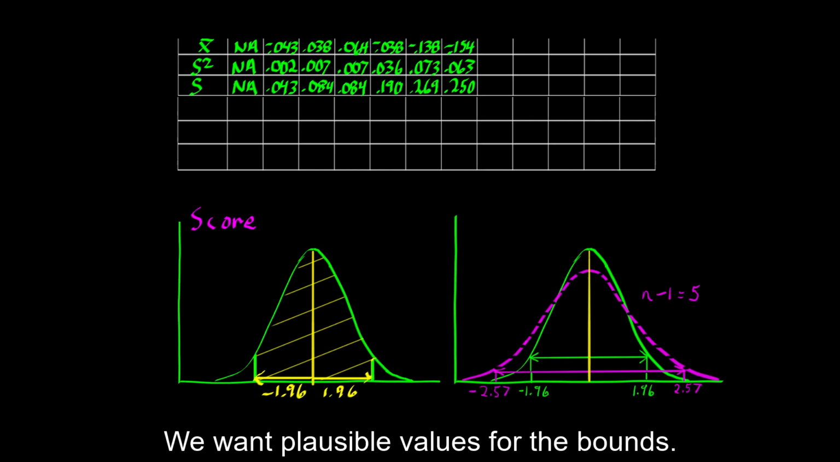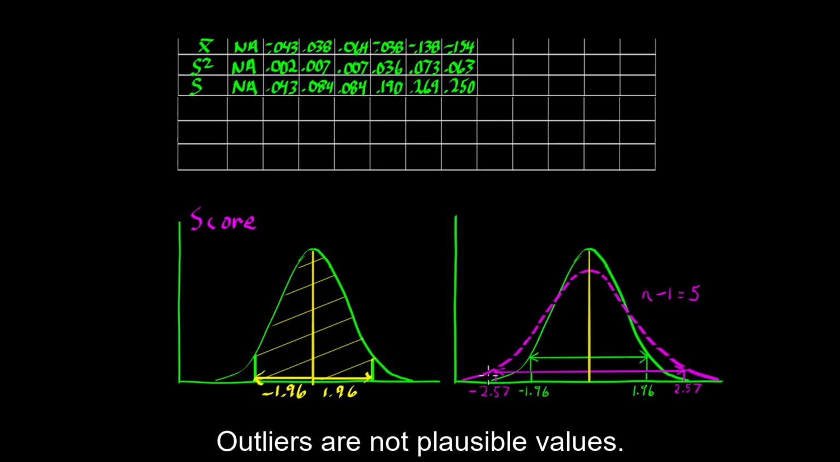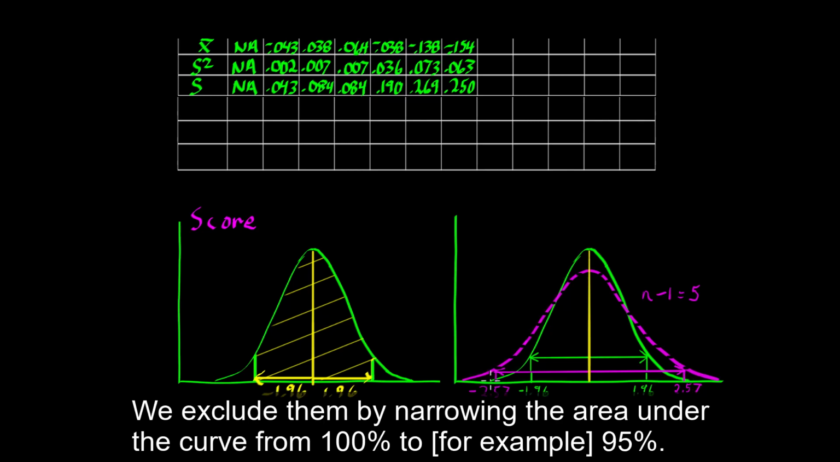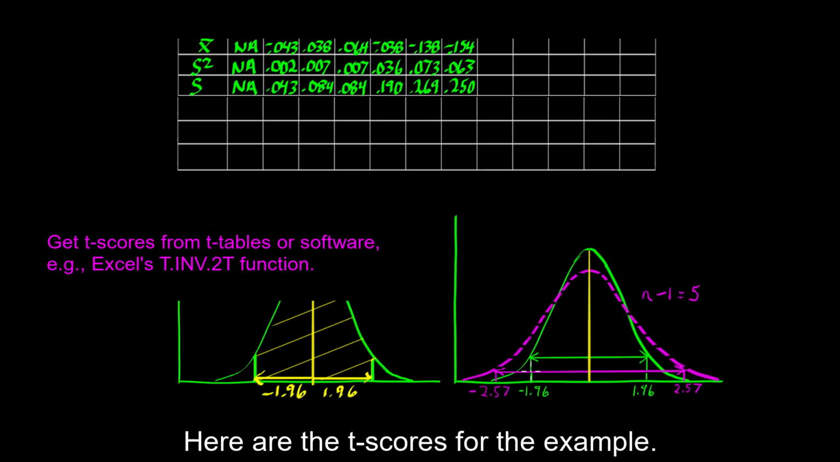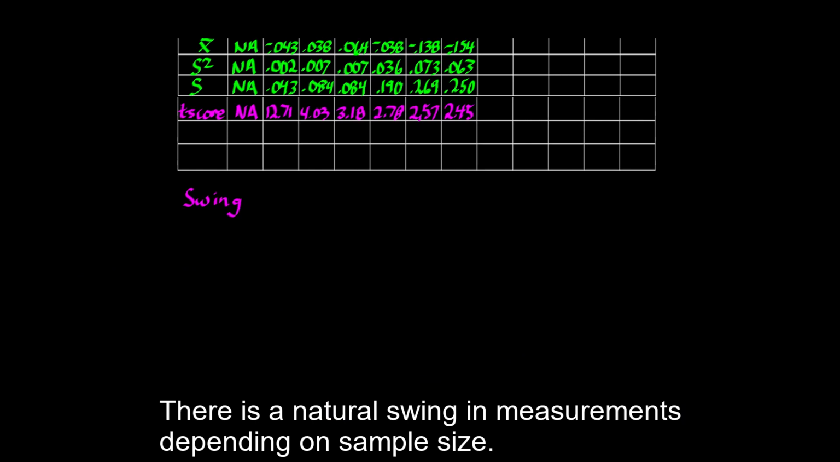Why apply the T-score? We want plausible values for the bounds. Outliers are not plausible values. We exclude them by narrowing the area under the curve from 100% to 95%. Here are the T-scores for the example. Next is the swing.